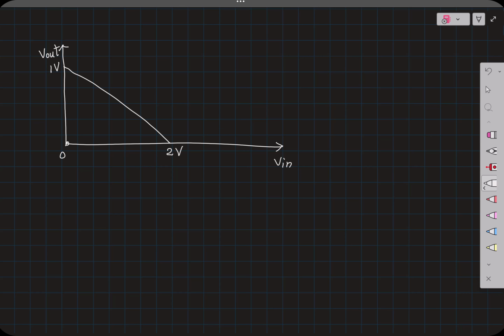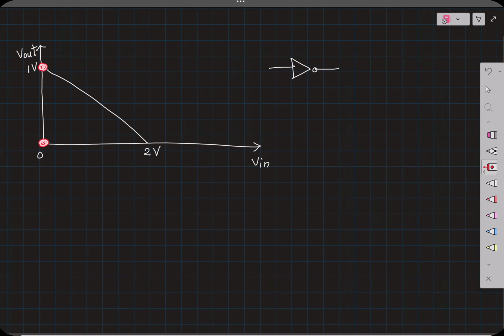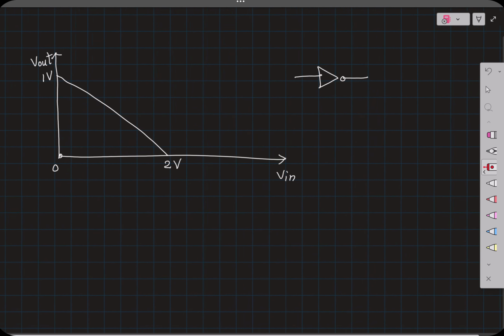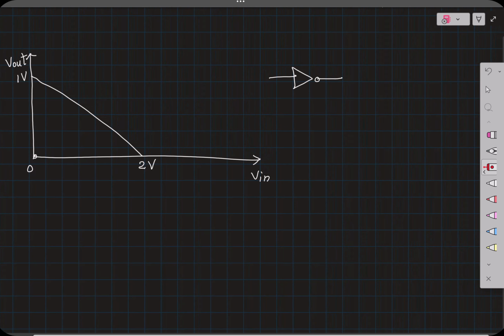Do you see any problem in using an inverter with the characteristic as shown here? On a quick look, if my input is very small, your output is high. Input is large, your output is low. It looks like it could be an inverter. Are you able to see any issues with it? What is the issue? You will not be able to cascade it, right? Let me explain what we mean by that.